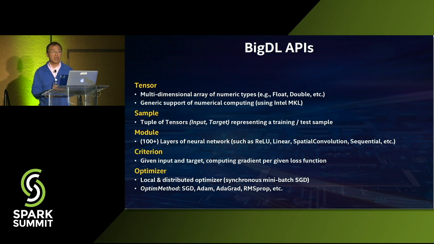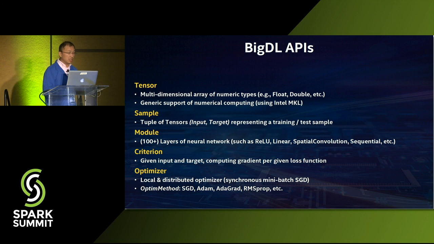In terms of the APIs, specifically for deep learning, we first provide Tensor, which, if you're familiar with the ND array, is very similar to it. It's just a multi-dimensional array of numeric types. It provides generic support for numeric computing, leveraging Intel MKL, so it's highly efficient. It's much faster than the math libraries in Scala or Java. And then you construct a Sample using the tensors. You have the input and your target.